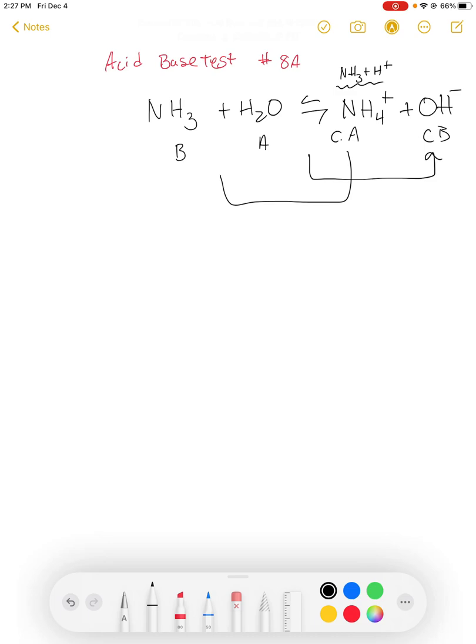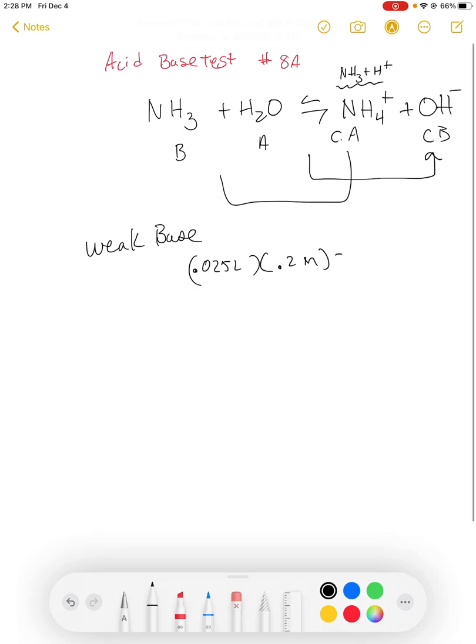So let's look at, first of all, we have to look at how many moles of each we have. So we've got the weak base, and it is 0.025 liters, and the molarity is 0.2. I hope that's right. And that means we have 0.005 moles of the weak base. All right, we're starting out with that.